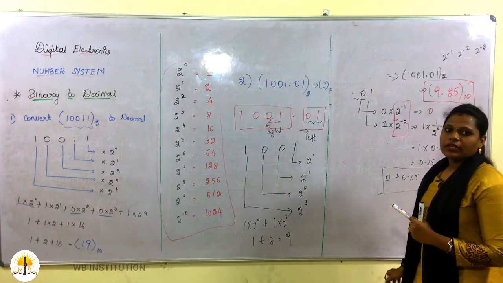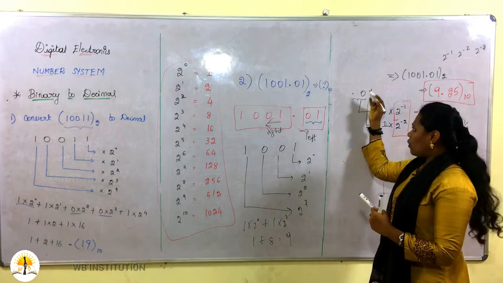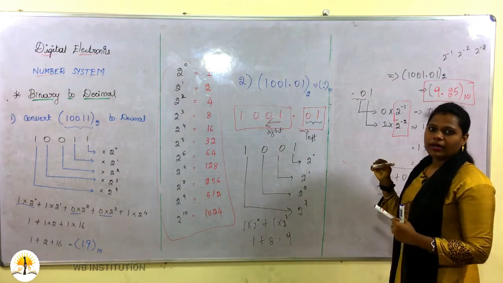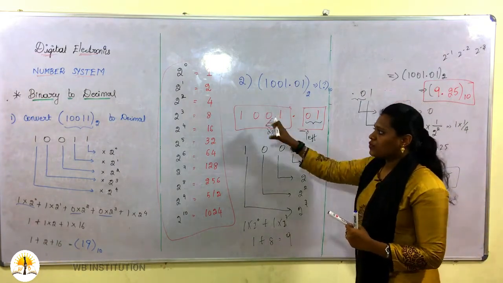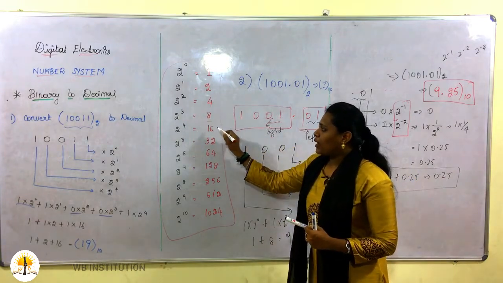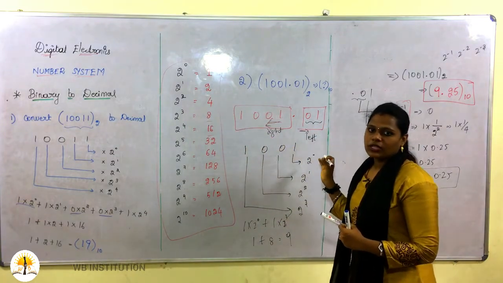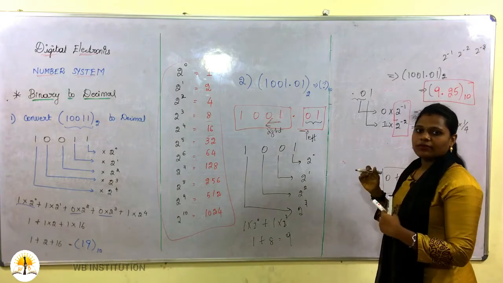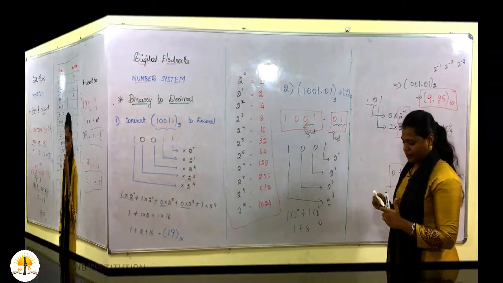2 inverse of 1, 2 inverse of minus 2. So how many bits are there? You need to calculate 2 inverse of minus 3, 2 inverse of minus 4. So as we know, what is it? Cube value, 4th value and 5th value, you can use that one. Okay, so we will see the next conversion, from binary to hexadecimal.